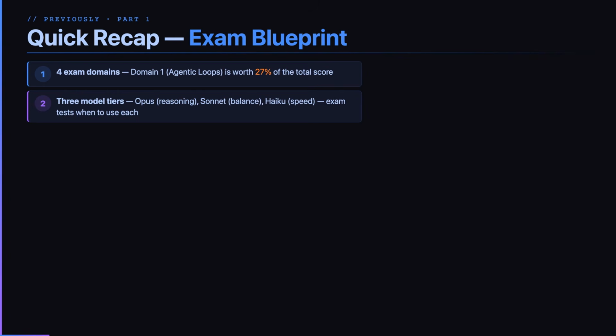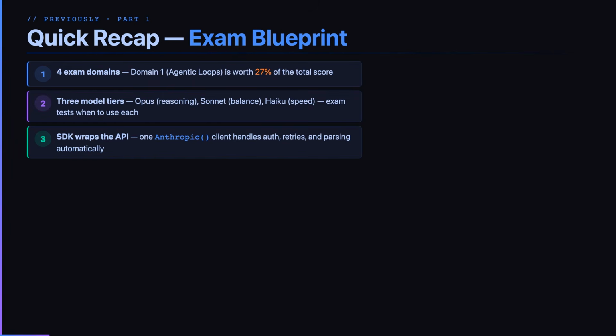Claude comes in 3 tiers: Opus for deep reasoning, Sonnet for balance, Haiku for speed. The exam tests when to use each one. The SDK wraps the API. One Anthropic client handles authentication, retries, and response parsing automatically.